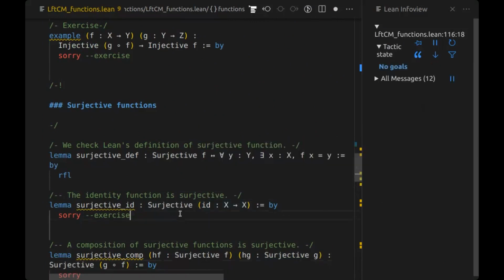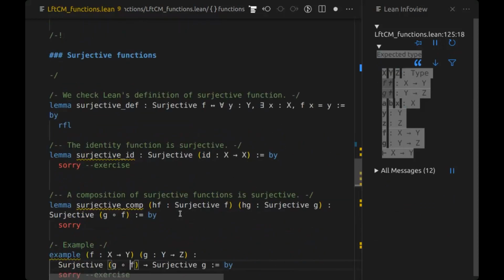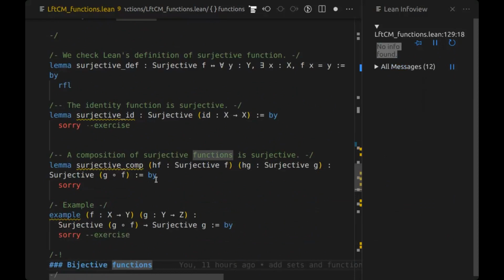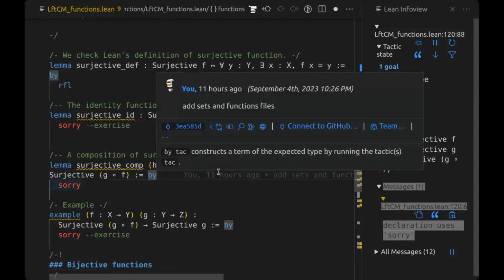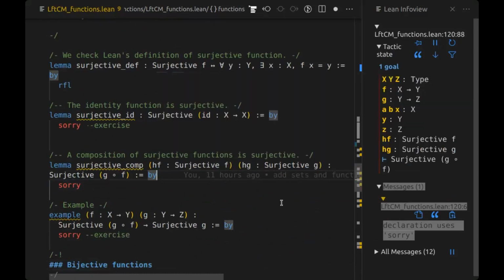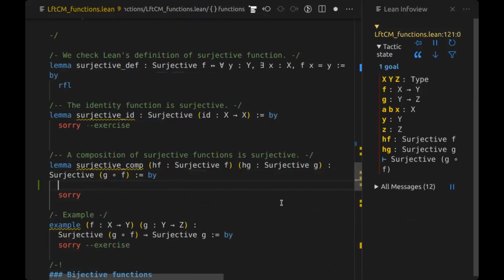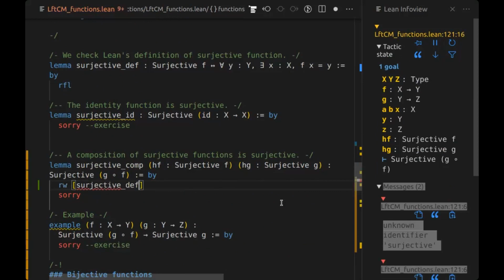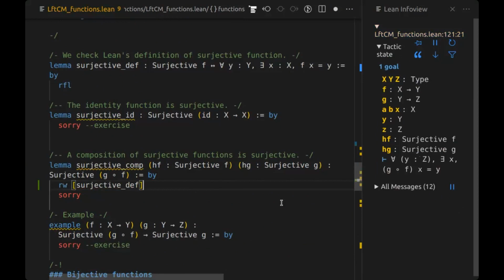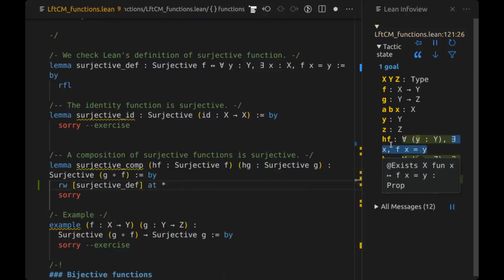Okay, so the first exercise is to prove that the identity, again, is a surjective function. Maybe now here, let's do the one about the composition of functions. So we are going to assume that both f and g are surjective. And from this, we can conclude that the composition is also surjective. Okay, so what do we do? Again, I'm going to start by rewriting the definition of surjective, just so that it's a bit more clear what's going on. But I also want to rewrite it in the hypothesis. So I can do this at once by rewriting everywhere.